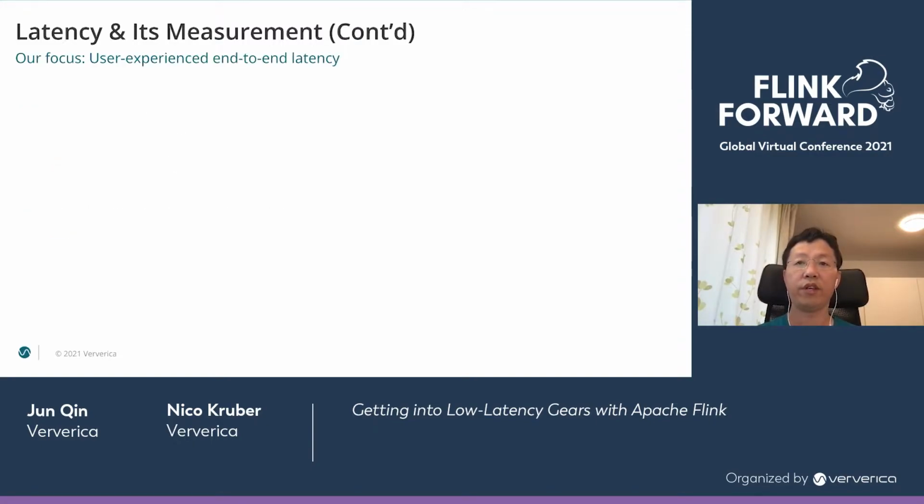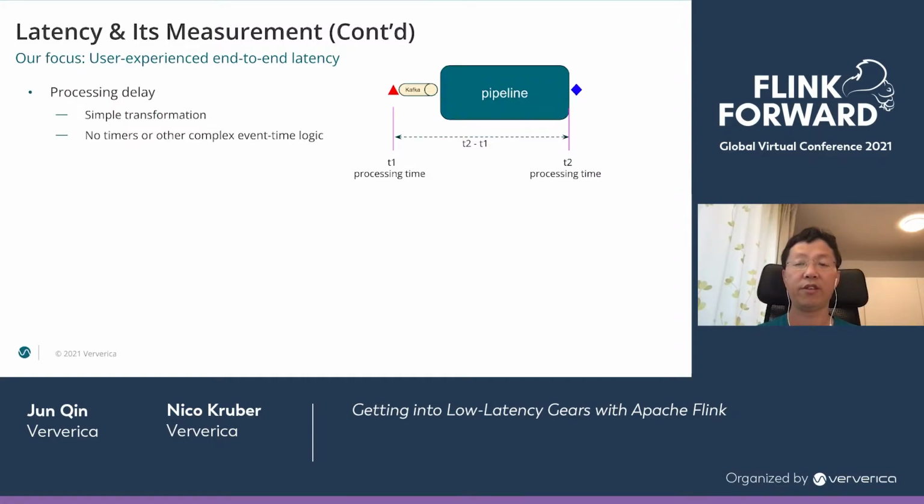However, what users care about very often is the end-to-end latency, including the time spent in user functions, in the framework, and when the state is accessed. This is exactly what we are going to focus on in this talk. There are two scenarios here. If a pipeline does a simple transformation, there's no timer or other complex event time logic. For example, the pipeline produces one output event for each input event. In this case, we measure the processing delay as the latency, that is T2 minus T1, as shown in the diagram.